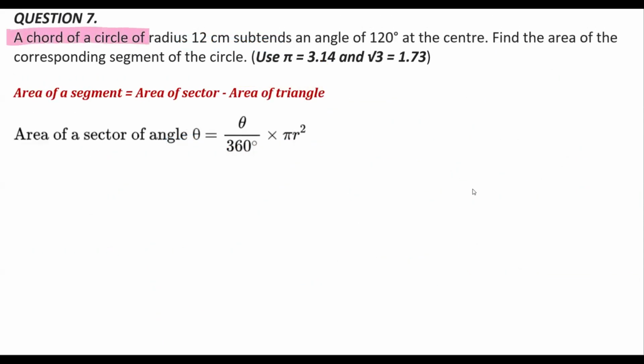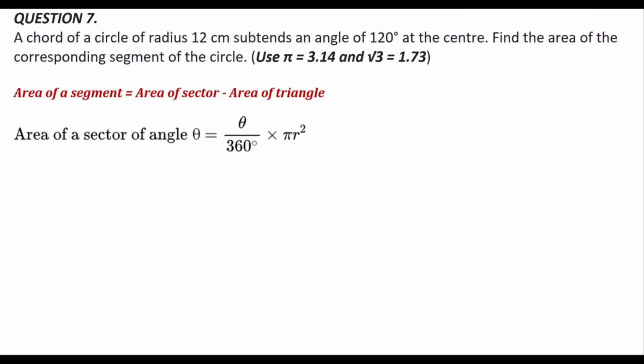In this question, it says there is a chord of a circle of radius 12 centimeter that subtends an angle of 120 at the center, and we have to find the area of the corresponding segment, and we have to use pi as 3.14 and the value of root 3 as 1.73. Now, first of all, I'll make the diagram here.